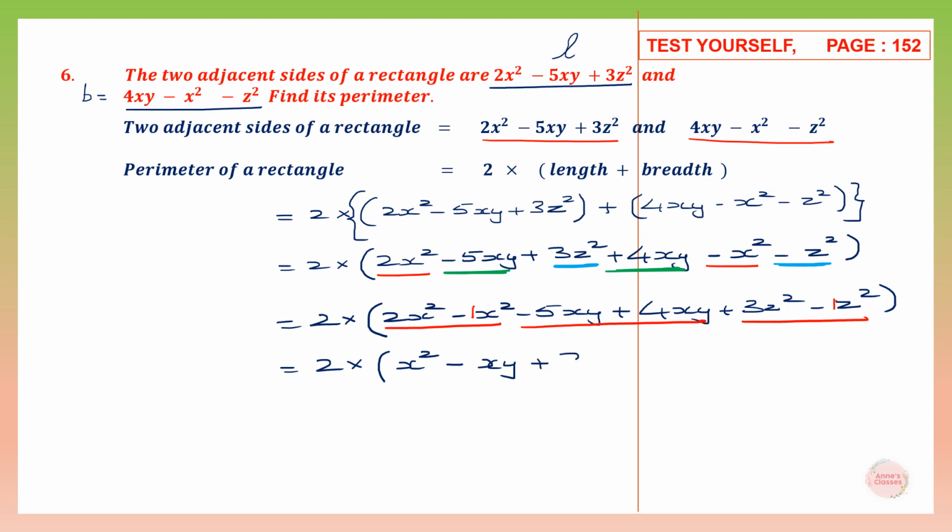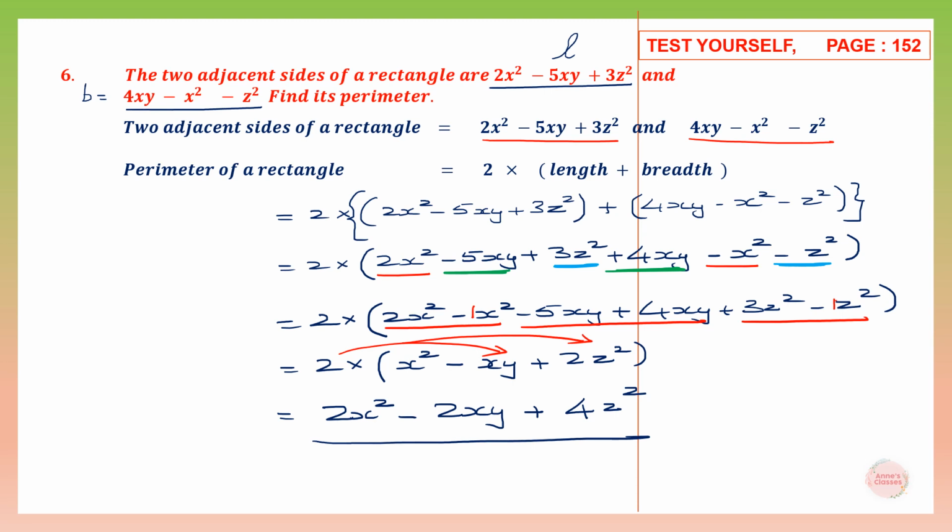So plus 2z square. Now we have to multiply all these with 2. Multiply every term inside with 2. So first 2 into x square is 2x square. Then we do 2 into xy. So that will be minus 2xy. Then we do 2 into 2z square. So that is plus. 2 2's are 4, 4z square. So this is the perimeter of the rectangle.